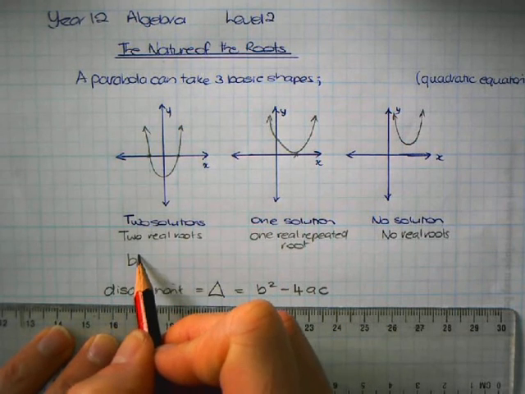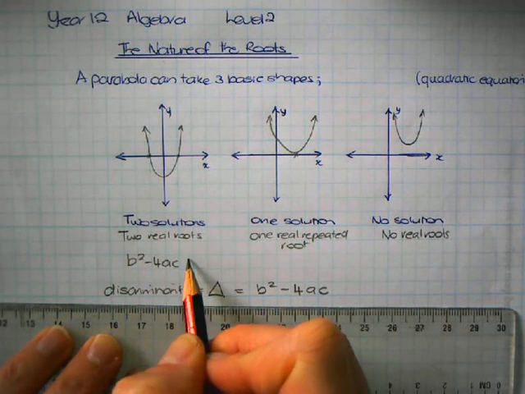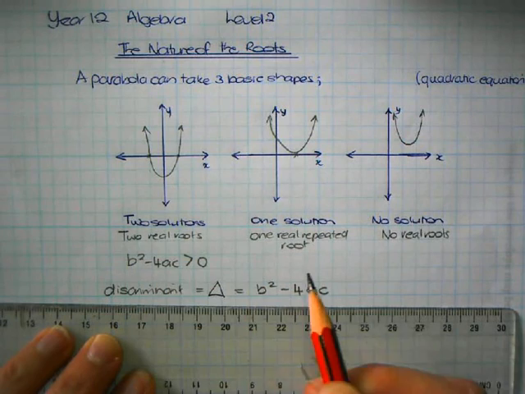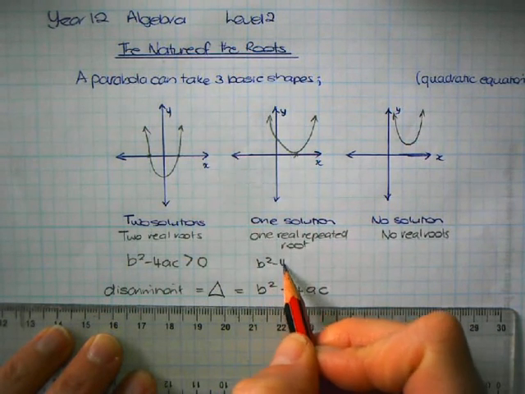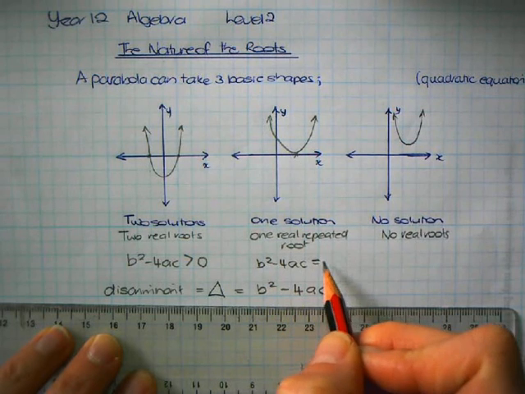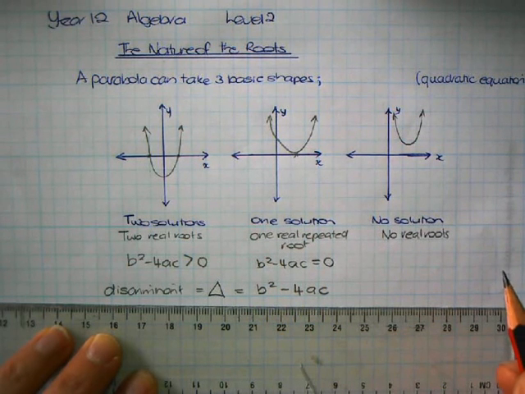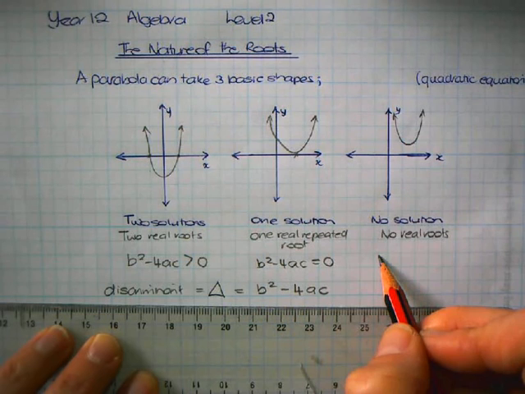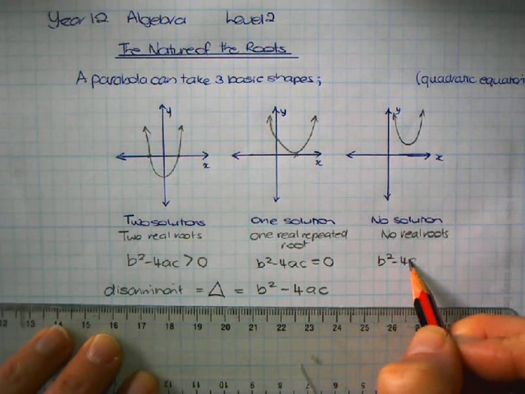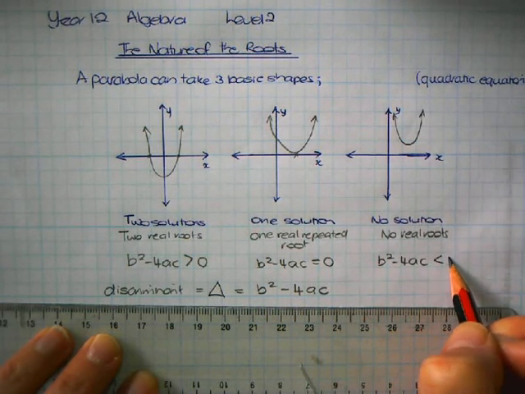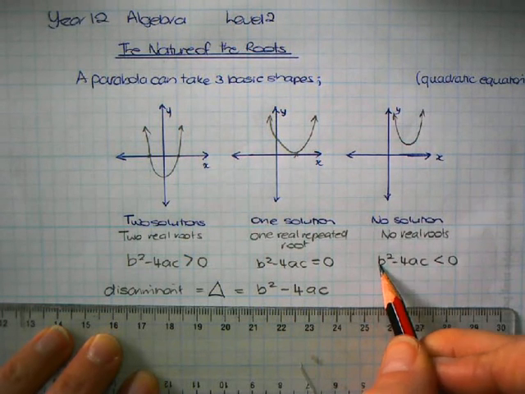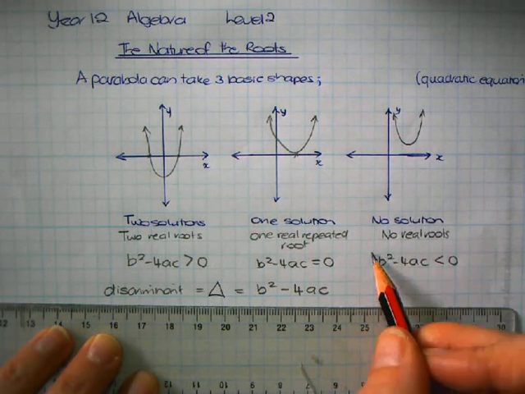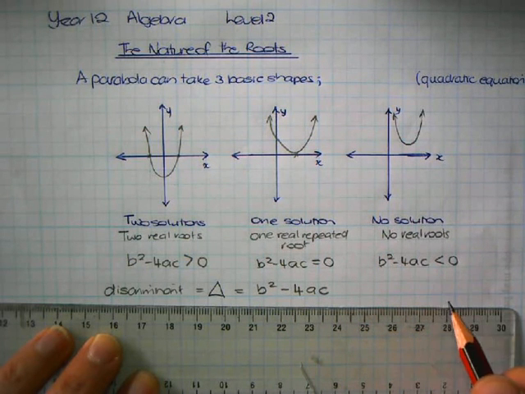So when b squared minus 4ac is greater than 0, we say that there are two real roots. When b squared minus 4ac is equal to 0, we say there is one real root. And lastly, when b squared minus 4ac is less than 0, there are no real roots. And in this case, if you recall, the quadratic formula takes a square root, and if it's a negative number, then you cannot square root a negative number.